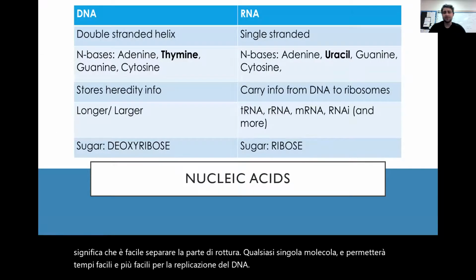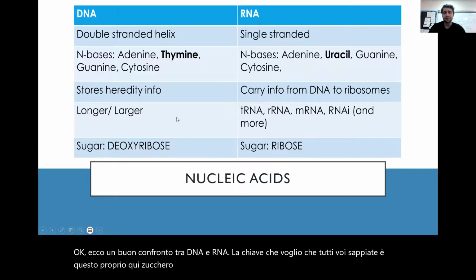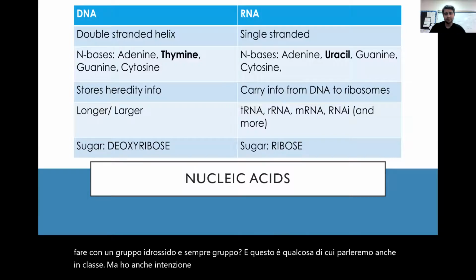Okay, here's a good comparison of DNA and RNA. The key I want you all to know about is this right here: deoxyribose sugar compared to ribose sugar. That has to do with a hydroxide group, an OH group, and that's something we're going to talk about in class as well, but I'm also going to mention it right now. The hydroxide group makes the difference.